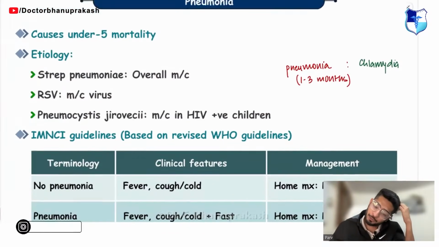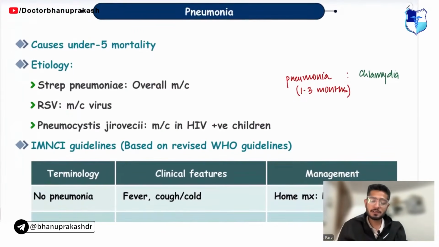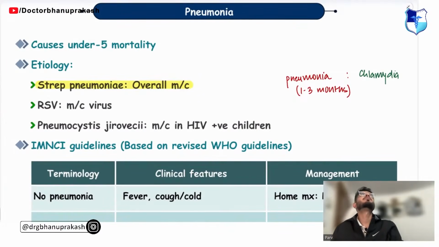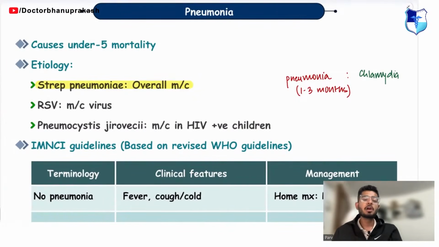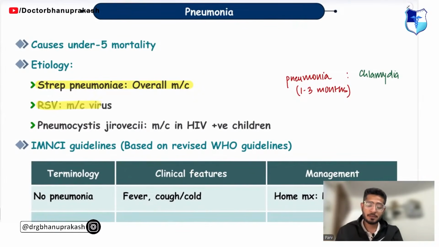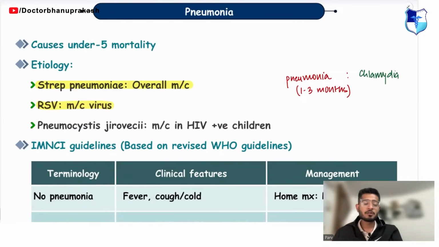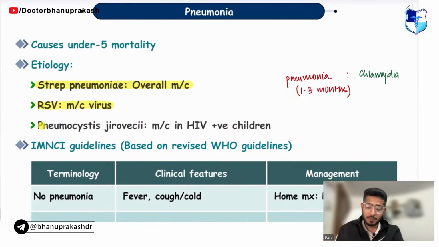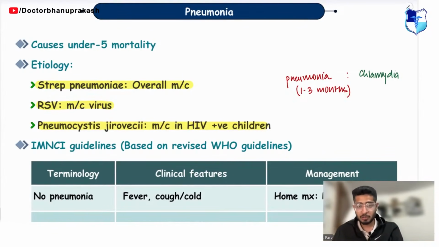Okay, coming on to pneumonia now. So what is the most common cause overall? So Streptococcus pneumoniae. That's why it was named Streptococcus pneumoniae, because that's the most common cause. Then most common virus cause in children, if they ask you, then that's going to be respiratory syncytial virus. But if they ask you about the most common cause in HIV positive, then you have to understand Pneumocystis jirovecii. Okay.